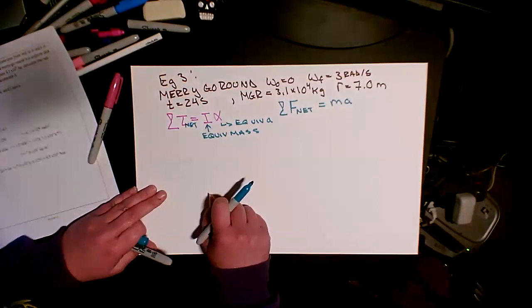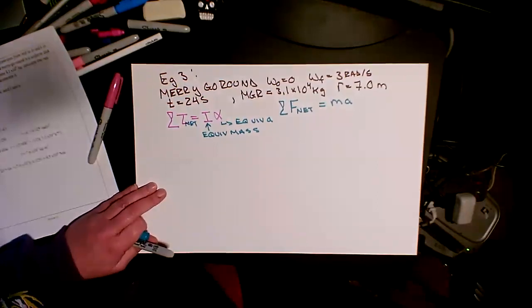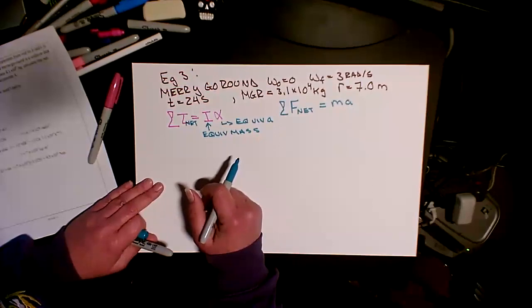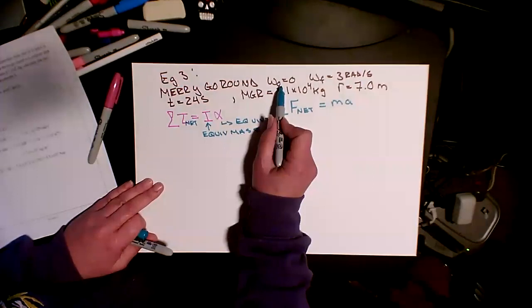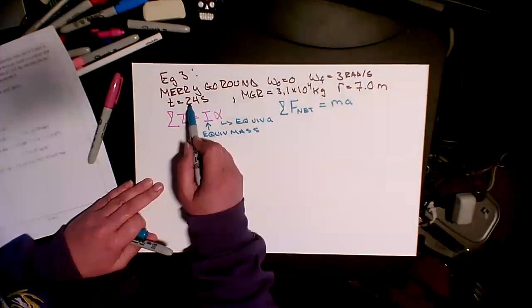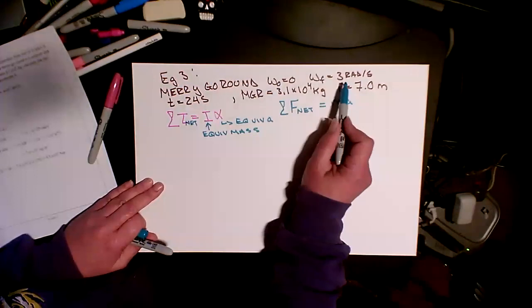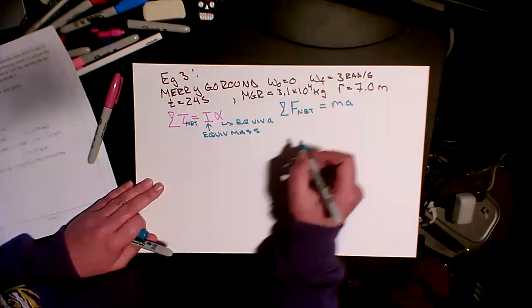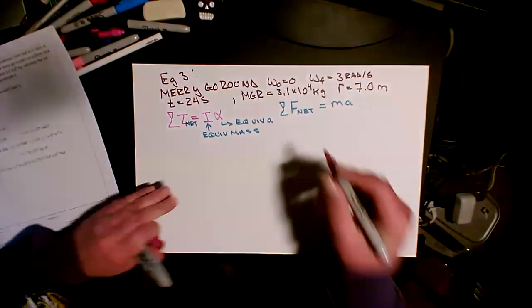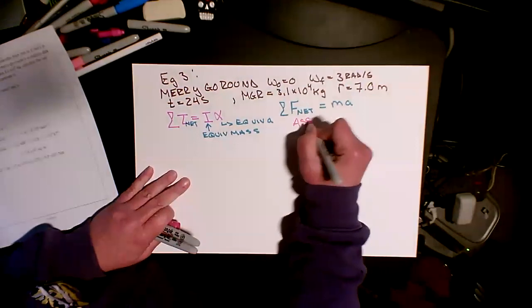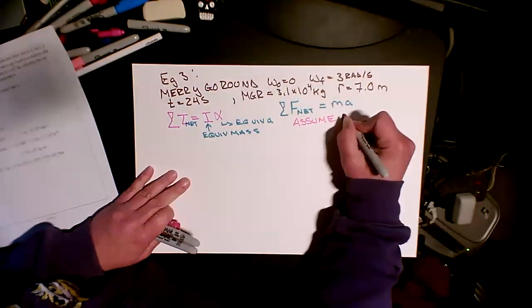So this question that you're given is example 3 in the handout, page 13. It's the merry-go-round accelerates from rest, so omega naught equals 0, in 24 seconds. And it reaches 3 radians per second as far as its rotations go. So this is omega final. And assuming that it's a uniform disk. Assume the merry-go-round is a uniform disk.